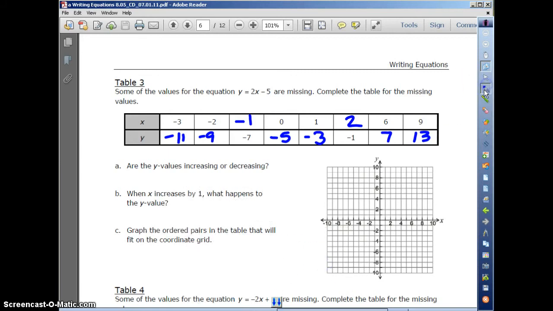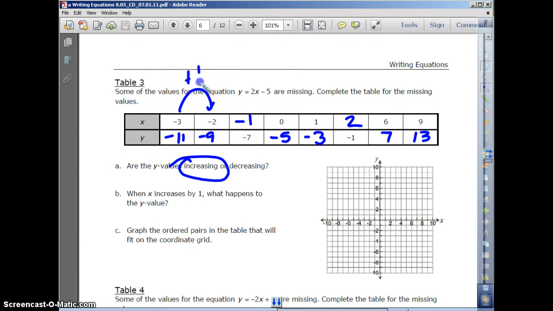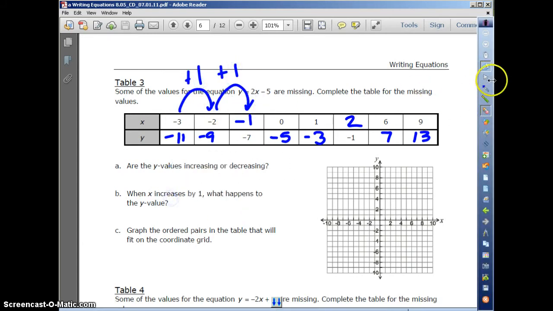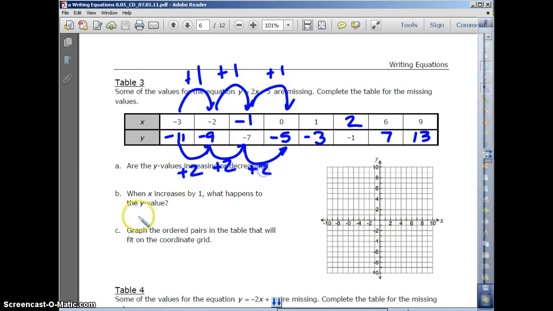Okay? It says, are the y values increasing or decreasing? Well, these are all increasing. Those y values are all increasing. When x increases by 1, what happens to the y value? As your x increases by 1, your y values are doing what? Yeah, they're increasing by 2. Now they want you to graph the ordered pairs that will fit on the grid.